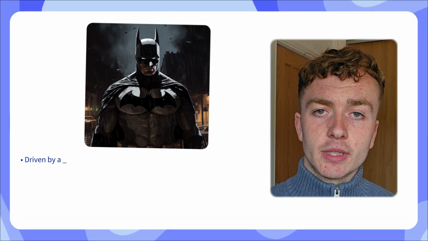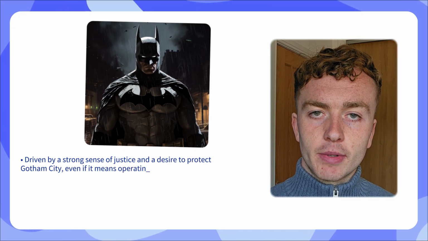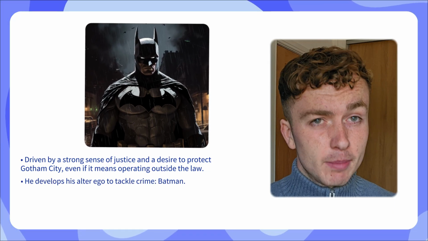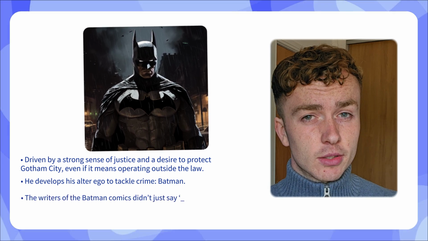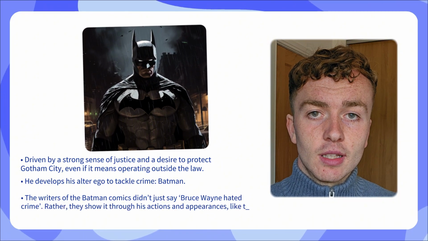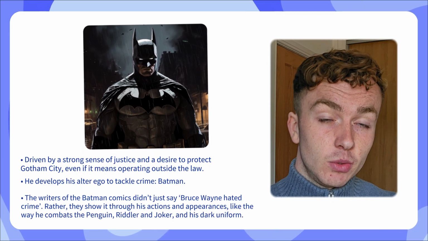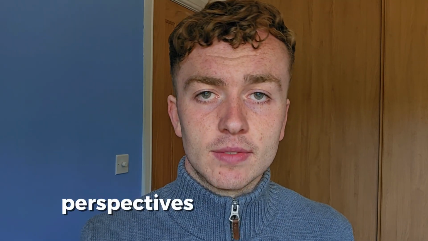So, for example, Bruce Wayne is driven by a strong sense of justice and a desire to protect Gotham City, even if it means operating outside the law. So, he develops his alter ego to tackle crime. That's Batman. But once again, the writers of Batman didn't just say Bruce Wayne hated crime. Instead, they show it through his actions and appearances, like the way he combats the Penguin, the Riddler, and the Joker, and his dark uniform, shielding his true identity. So in this way, your actions and appearances work synergistically to reveal beliefs, perspectives, and worldviews.